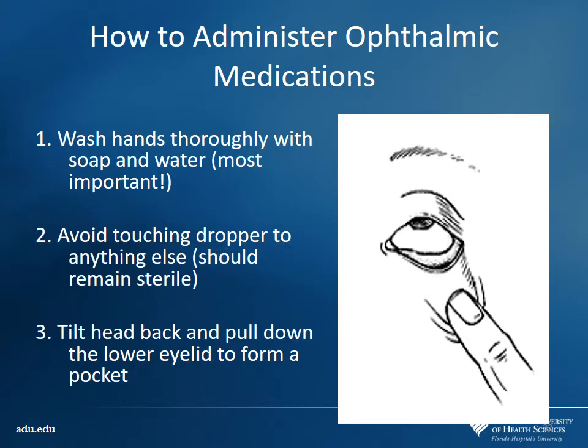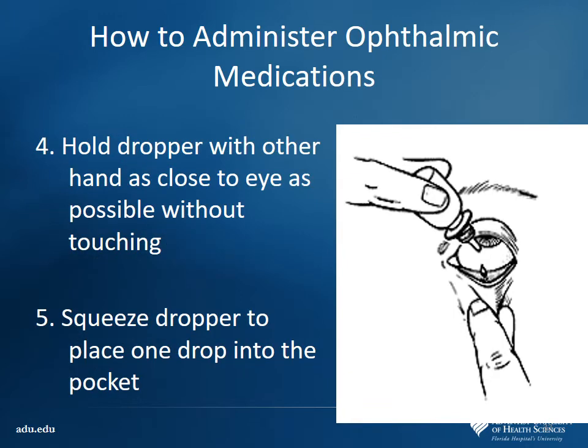And basically, what you're going to have the patient do is tilt their head back, and then you're going to pull down on the lower eyelid to help form a pocket, kind of opening up that cul-de-sac and getting it exposed there. Next, you're going to hold the dropper with the other hand, and without touching, squeeze the dropper and place one drop into that pocket there. Okay.